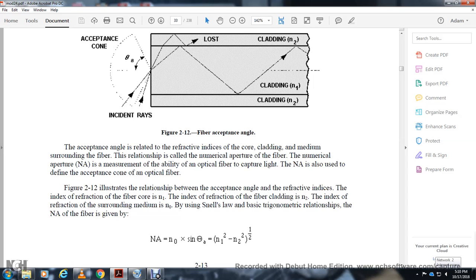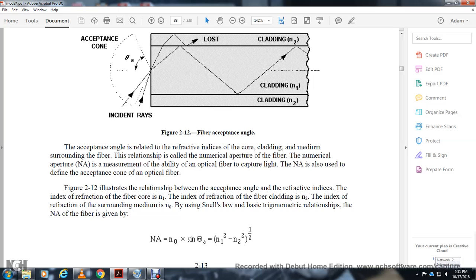The relationship is called the numerical aperture for the fiber. The numerical aperture, or NA, measures the ability of the optical fiber to capture light. It is used to define the acceptance cone of the optical fiber. Figure 2-12 illustrates the relationship between the angle of incidence, the index of refraction of the fiber core n1, the index of refraction of the fiber cladding n2, and the index of refraction of the surrounding medium n0.